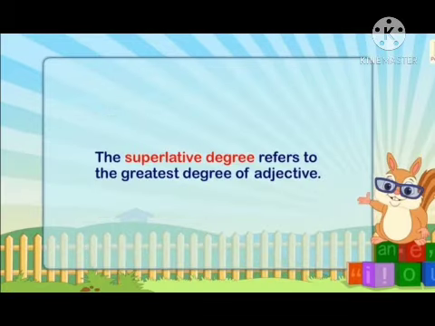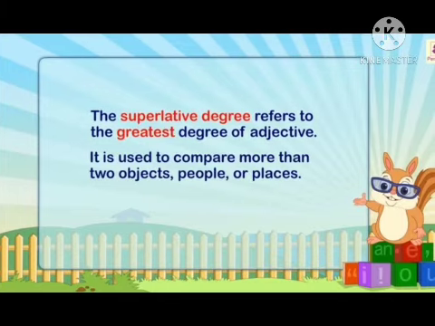Now let us see the superlative degree. The superlative degree refers to the greatest degree of adjective. When we use the superlative degree, more than two persons or things are compared. In comparative, two things, and in superlative, more than two. The superlative degree refers to the greatest degree of adjective. It is used to compare more than two objects, people or places, as I said before.